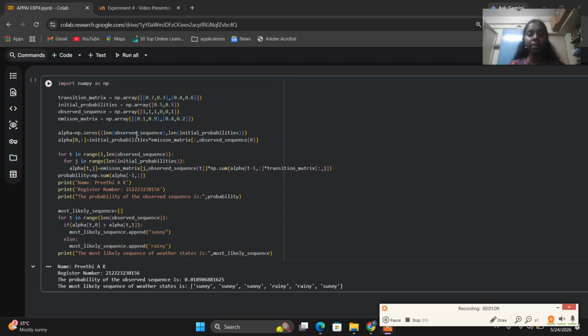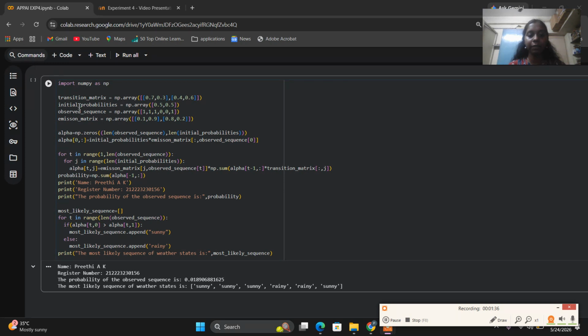The transition probability is the probability of moving from one state to another, the initial probability is the starting probability that is given to each state, and the emission probability is the probability of observing an output given a state. So now let's understand the code. First we are importing all the necessary packages. We are importing the NumPy package, which is used for performing the matrix operations.